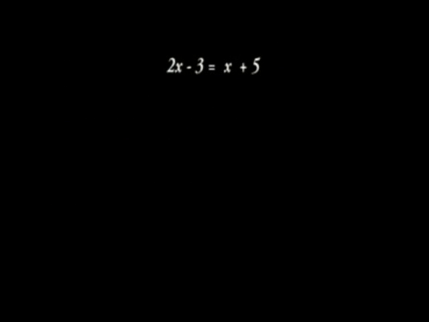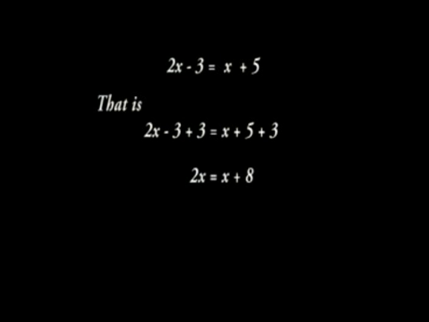2x minus 3 is equal to x plus 5. First, we have to add 3 to both sides to eliminate the 3 on the left hand side. That is 2x minus 3 plus 3, which is equal to x plus 5 plus 3. 2x is equal to x plus 8. To eliminate x on the right hand side, we subtract it from both sides. That is 2x minus x is equal to x minus x plus 8, and therefore x is 8.